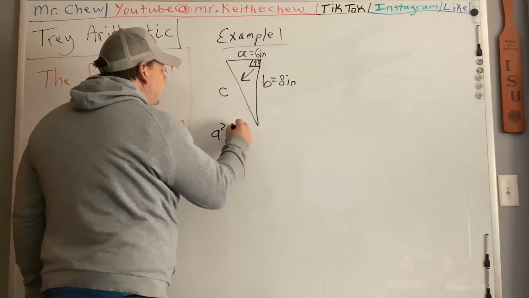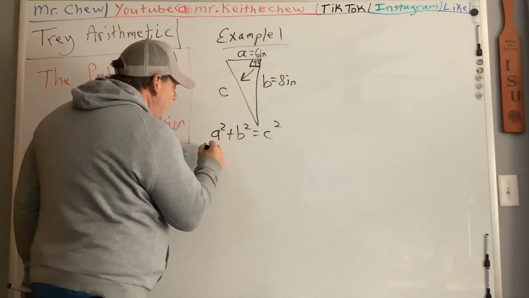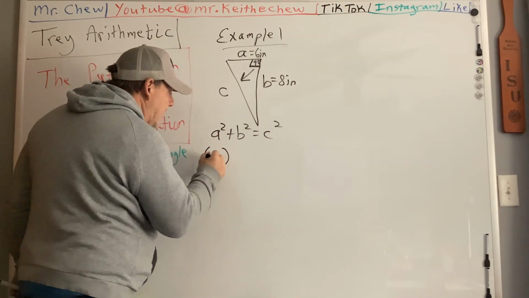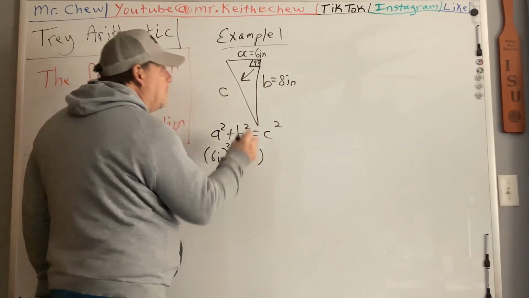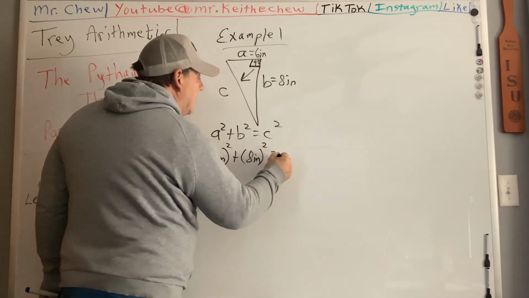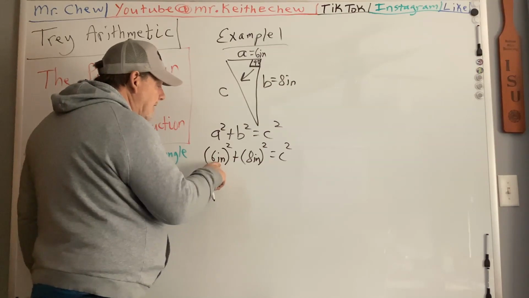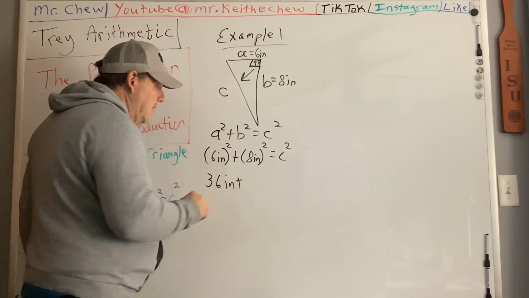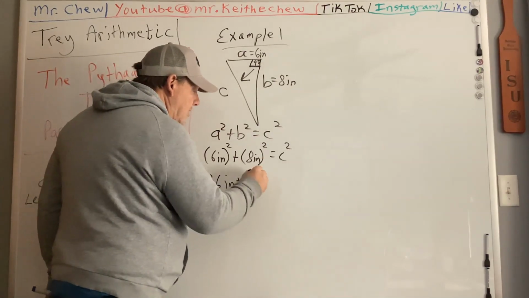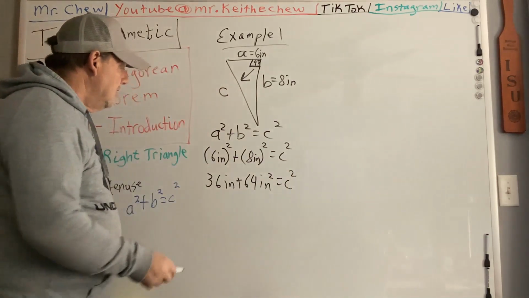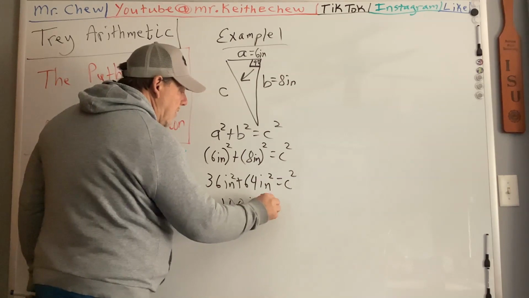So let's write it down and substitute. Remember, in my other videos, I always do this very clearly. Wherever a is, I'm going to put parentheses, substitute that value, and square it. And wherever b is, I'm going to substitute that value, put it in parentheses, and square it. So 6 inches squared means 6 times 6, which is 36, and inches squared would be my unit of measure. Then 8 squared is 64, and inches squared is my unit. Now I add these up and I get 100 inches squared equals c squared.